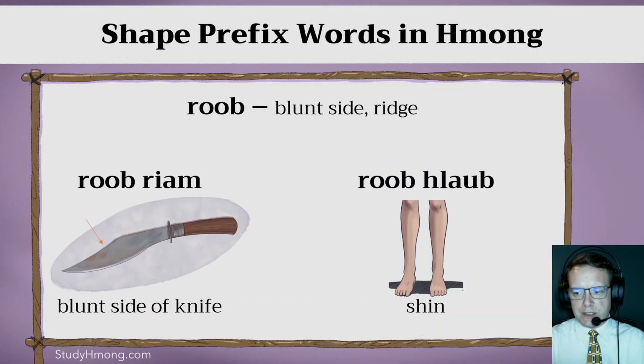So on the right hand side, we have dong lao. Now, certainly not the back side of your calves, but it's your shin. So it's shaped similar to the blunt side of a knife. If you think about it, it's got that ridge. So again, dong lao refers to the shin.